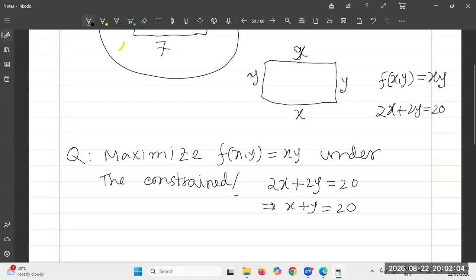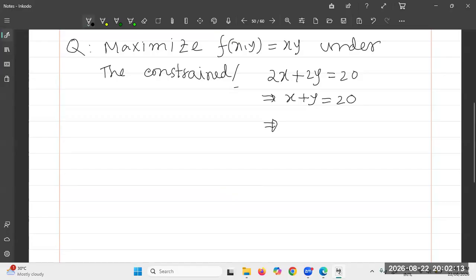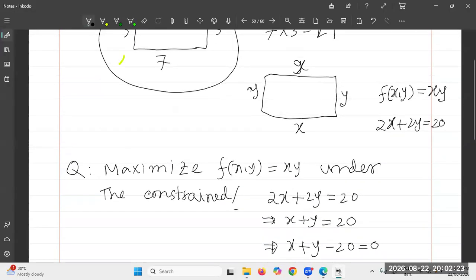For using the Lagrange multiplier process, we need to write the restriction in this way, which is x plus y minus 10 is equal to 0. Sir, how did we get twice x plus twice y from xy? Okay, 10 will be, right? Sorry, 10, yes. Okay.